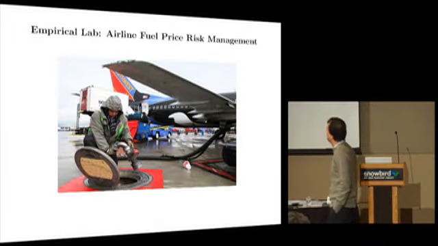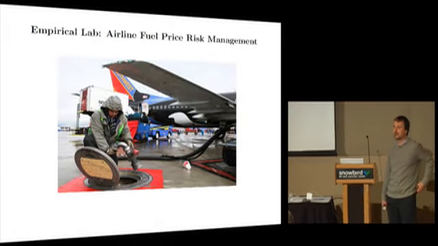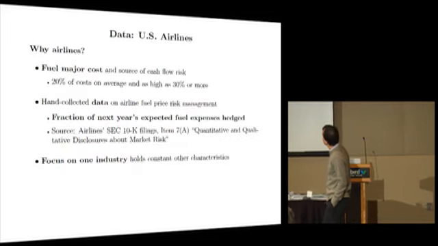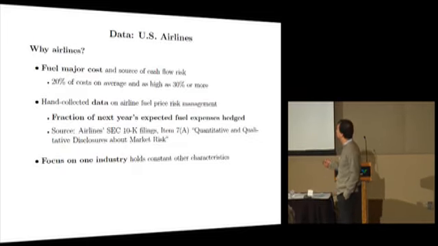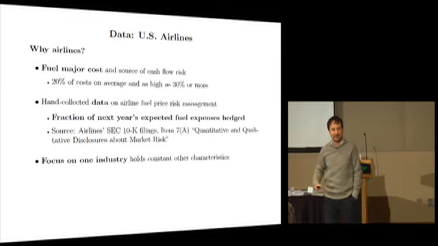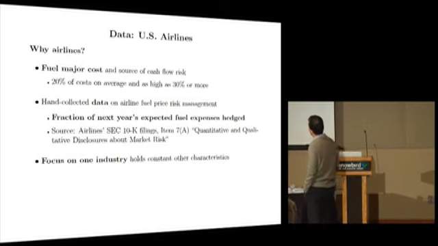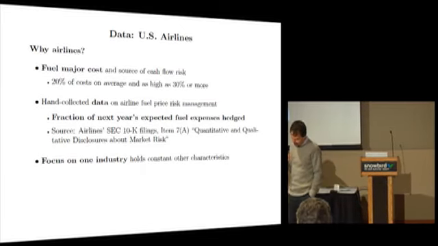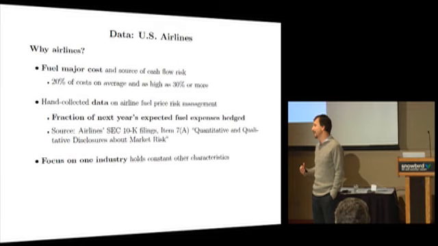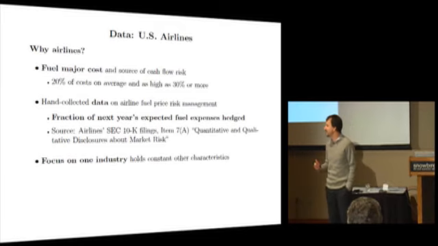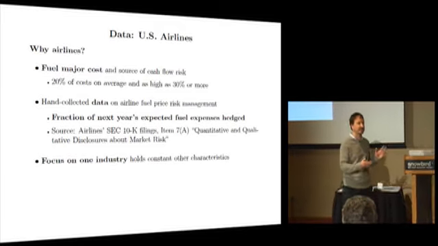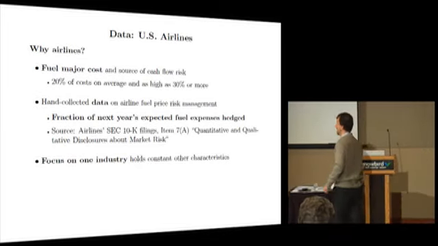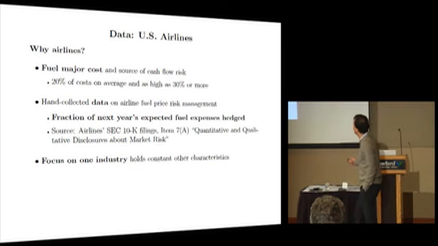So let's look. Our empirical laboratory is airline fuel price risk management. Why airlines? Fuel is a major cost, and the fuel price is also very variable, so that works out well for us. But more importantly, we have data on airlines. In particular, they give us essentially the intensive margin of hedging, that tells us what fraction of next year's expected fuel expense have you hedged. That's what they say in their accounting statements. So we're going to exploit that.